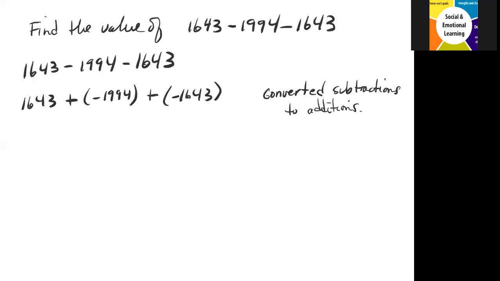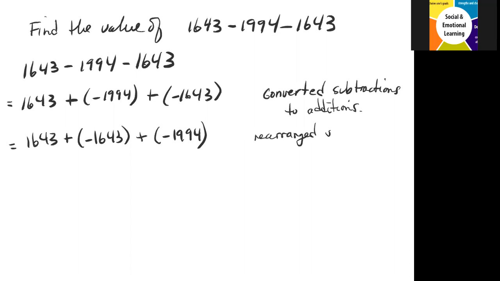So now we're just adding negative numbers. Instead of subtracting positive numbers, we're adding negative numbers. It's a subtle difference, but it's going to allow us to move these numbers anywhere we want now. We can say, okay, this is 1643 plus minus 1643, and then plus minus 1994. So now we just rearranged. That was using the commutative property.